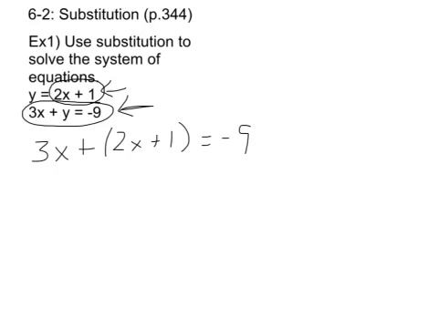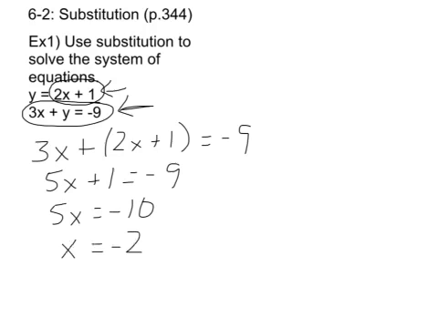So now I'm going to simplify this. 3x plus 2x is 5x, and I've still got my plus 1 equals negative 9. Now I need to subtract 1 from both sides, so I'm going to have 5x equals negative 10. And now to get x by itself, I need to divide by 5. When I divide by 5, I get x equals negative 2.